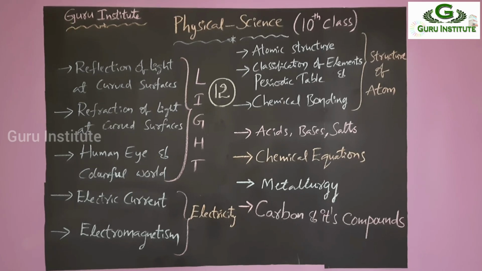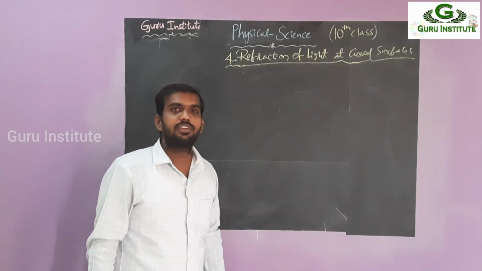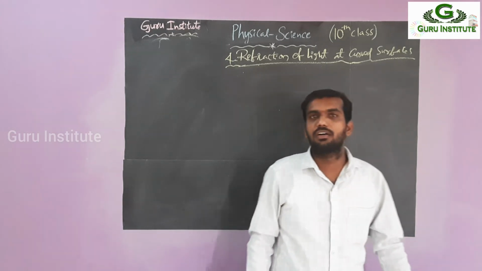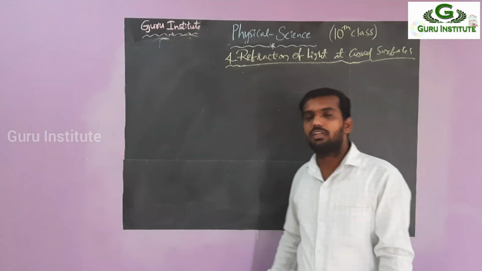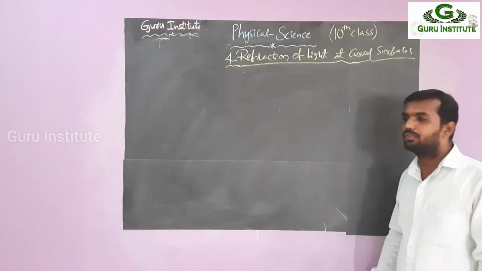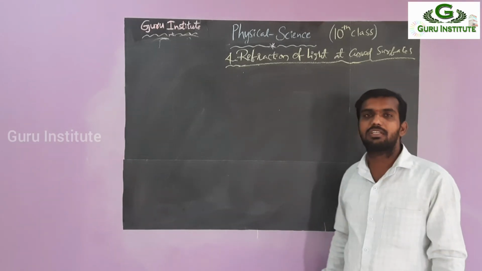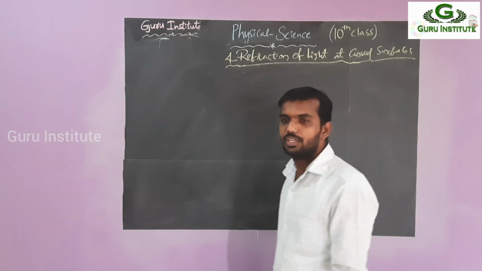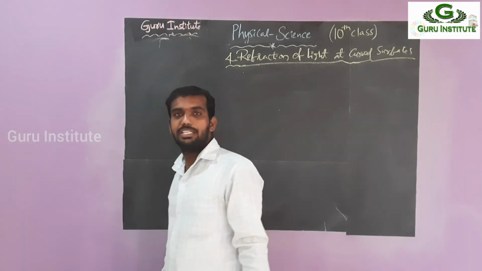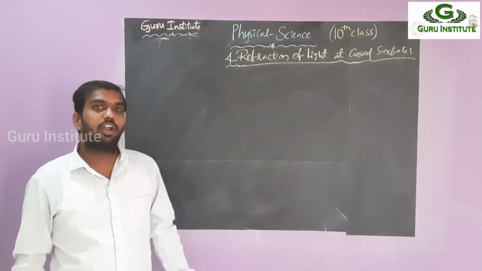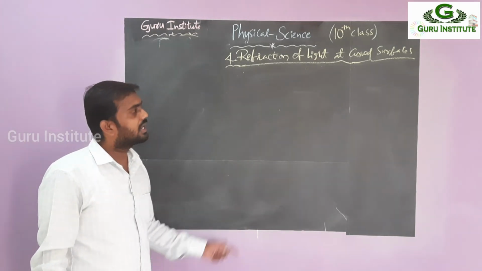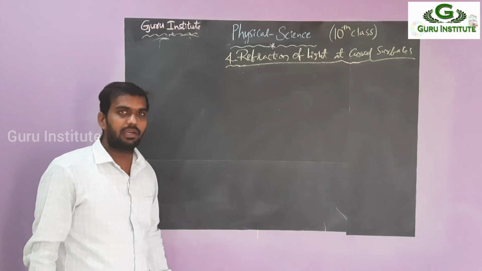Today's topic is refraction of light at curved surfaces. In this chapter, yesterday we already saw the nature of the image formed, whenever light goes from rarer to denser and denser to rarer, and the general picture. Now we are going to see how the image is formed whenever an object is placed in front of a concave lens and a convex lens, and how the cases would be, like the mirror cases.